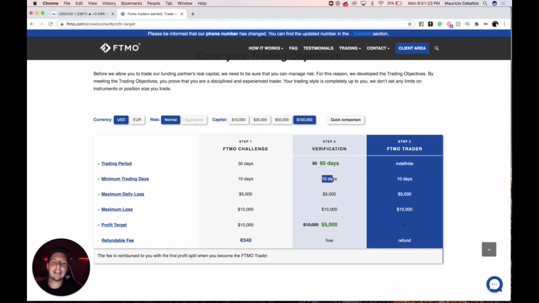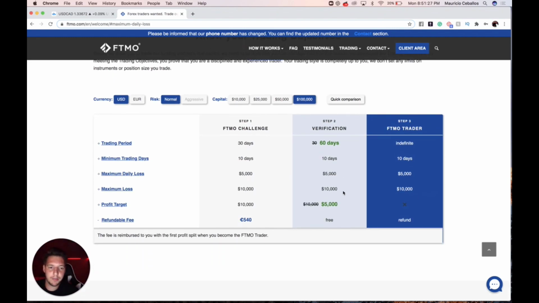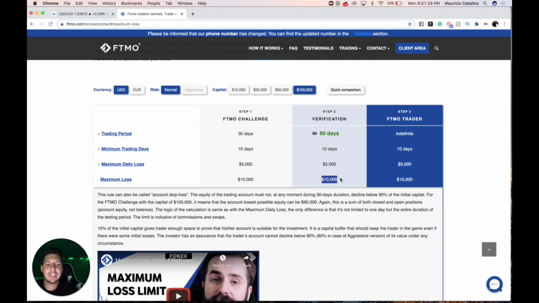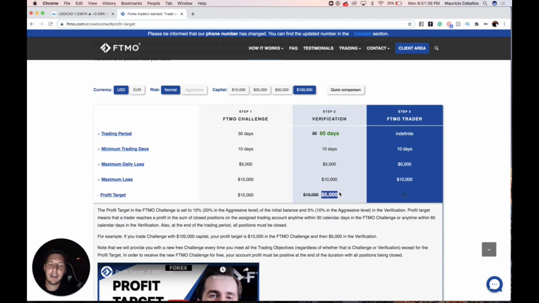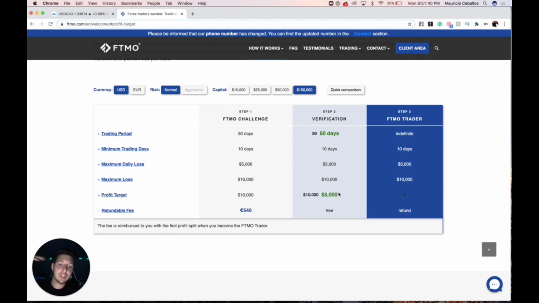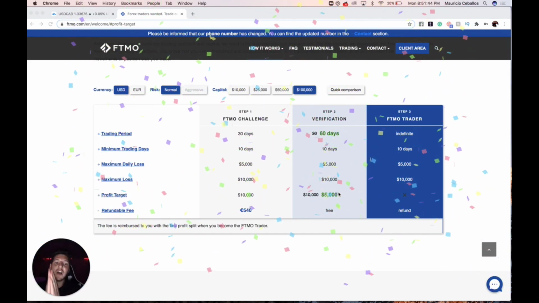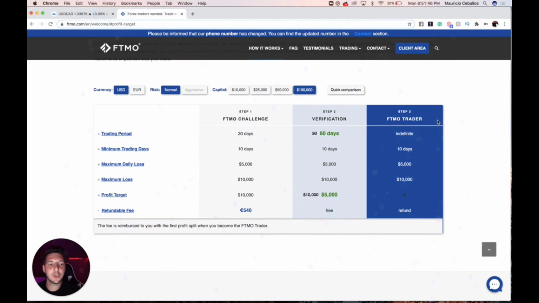So on the verification stage, you have 60 days to pass your trial. Again, you have to trade at least 10 trading days. You can never go under 5% of your balance in one single day. You can never go under 10% of your total balance within those 60 days. And your overall target is going to be $5,000. So if you're able to go plus $5,000, you pass your verification. Congratulations on passing the verification. Now you are an FTMO trader.